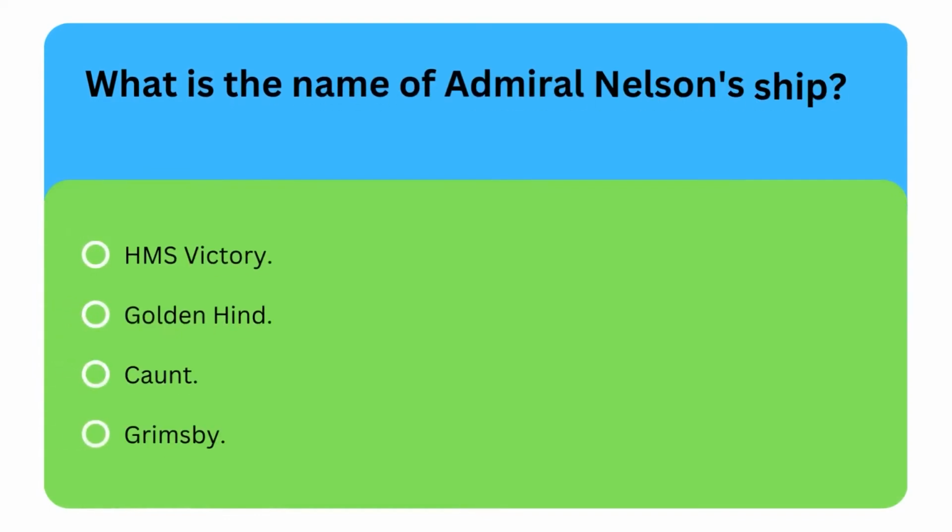Next question is, what is the name of Admiral Nelson's ship? Options are HMS Victory, Golden Hind, Count, or Grimsby. So the correct option is first option. It is called HMS Victory.